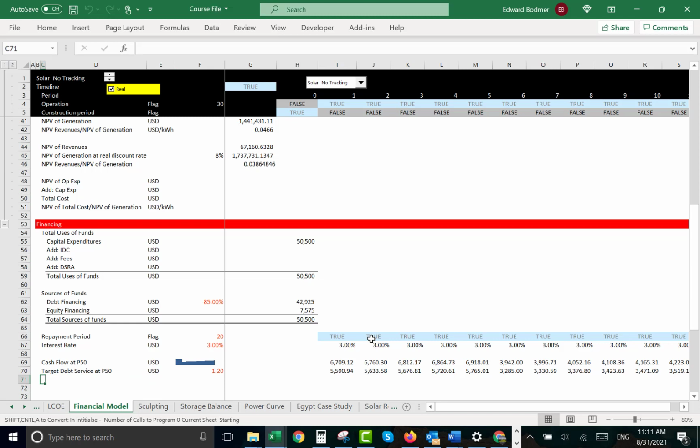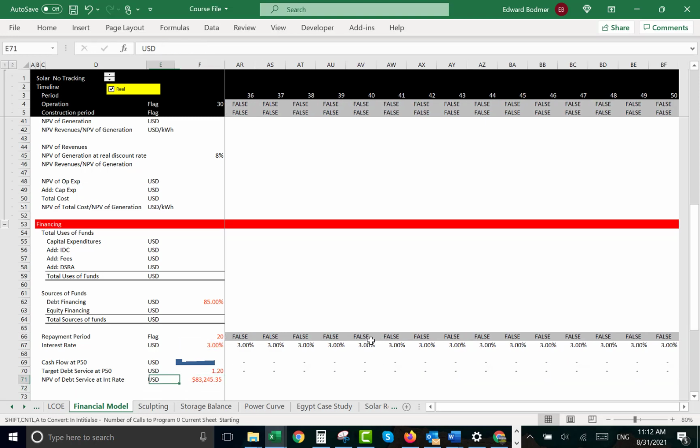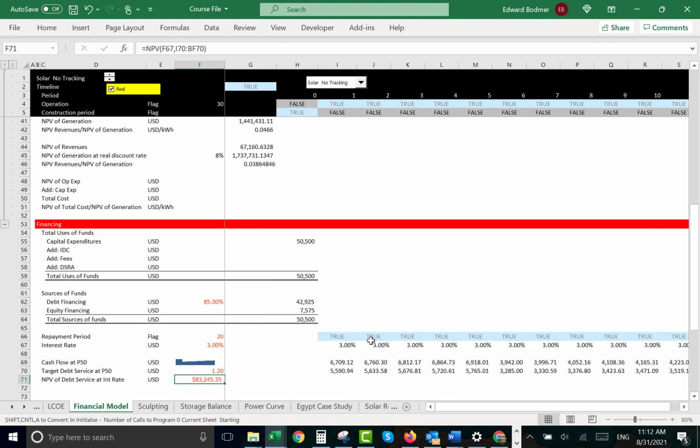And then we put the NPV of the debt service at the interest rate. And in reality, the interest rate is not constant, but for now we'll assume that. So we have an interest rate of 3%, and we put NPV at 3% of all of the cash flows. And then what we get is an enormous amount of debt, which is way, way higher than the debt from the debt to capital.